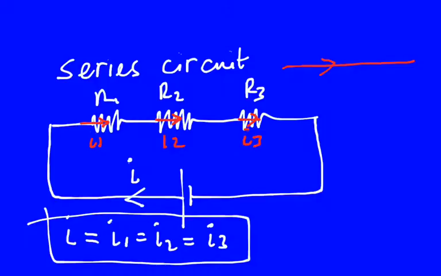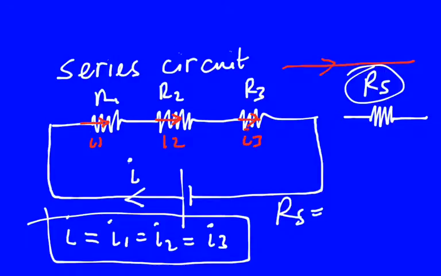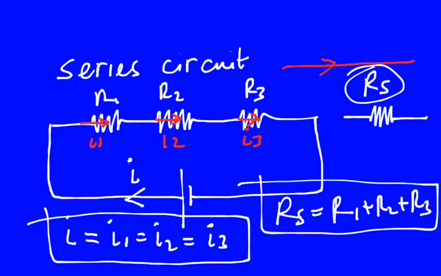Now, when we have this circuit, basically what we do is we can have a total resistance, or let me call it RS, R series. Okay. So how do we calculate this total resistance in series? Well, basically, we can add all of this resistance. So basically, the RS has to be R1 plus R2 plus R3. How do we get this relationship RS as R1 plus R2 plus R3?